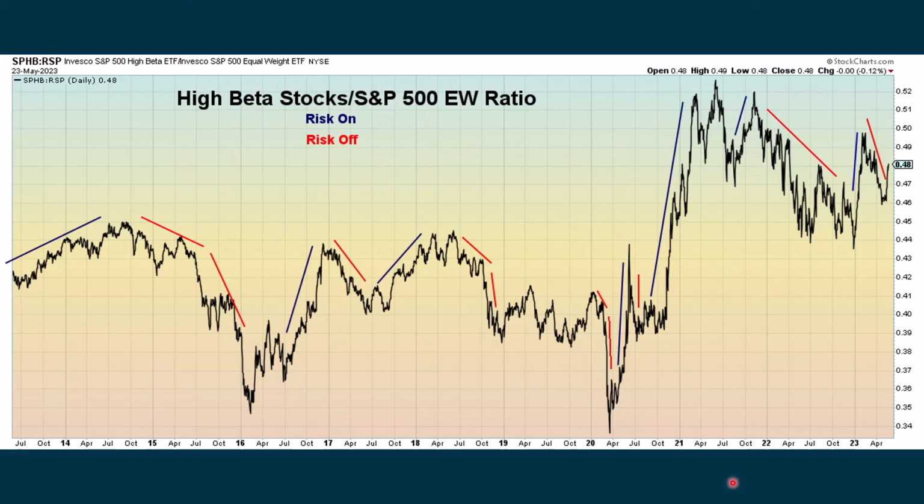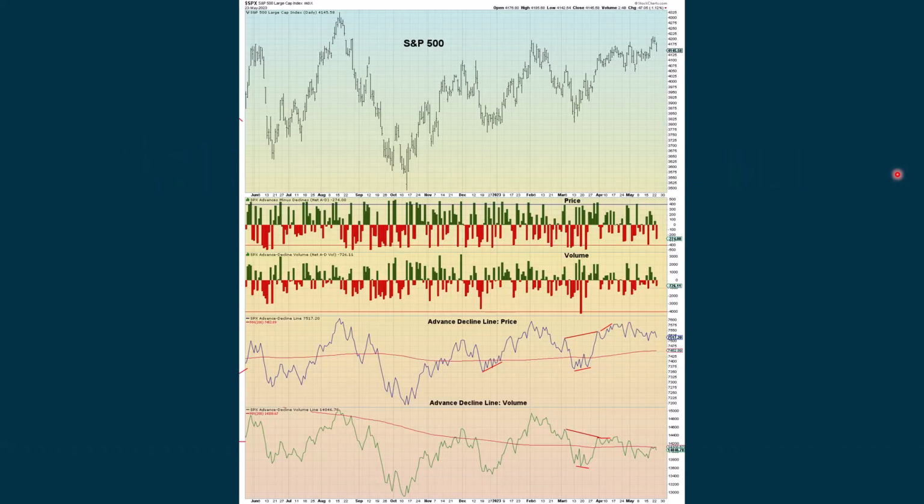And then we are seeing a shift here from going from a risk off type of posture. That's when this ratio is going down. This line keeps improving, suggesting that we might be going back to a risk on type of posture. Our advanced decline line, we were down based on price and volume. We're still seeing a shorter term negative divergence because volume is below its moving average. Longer term, we're also seeing a negative divergence.